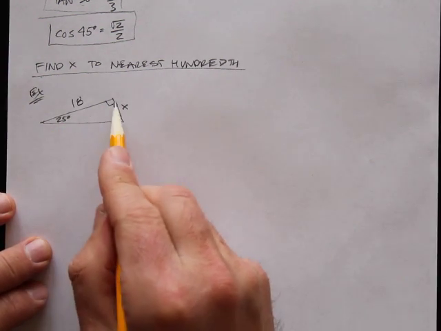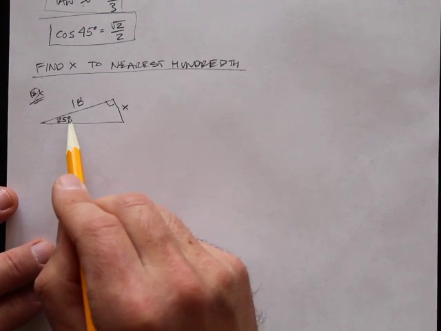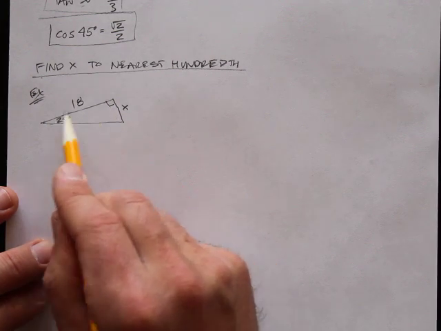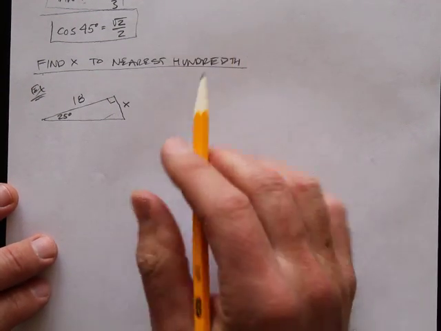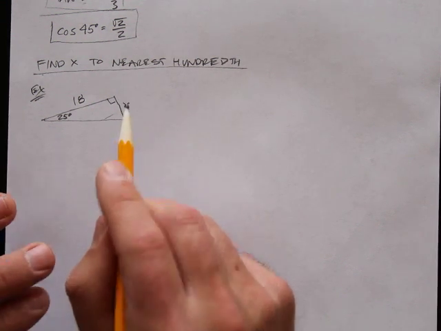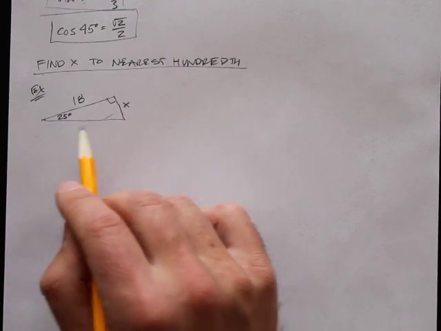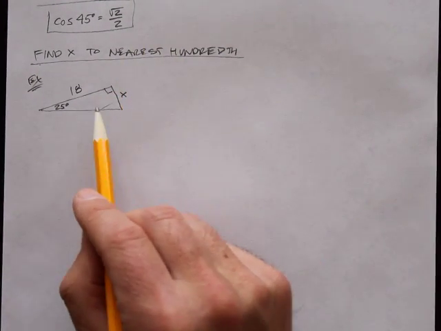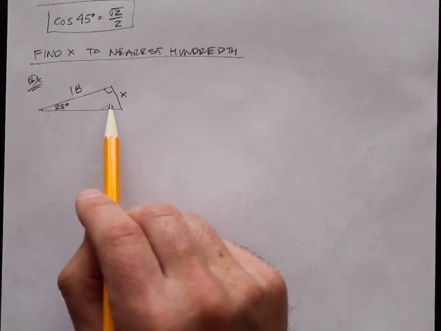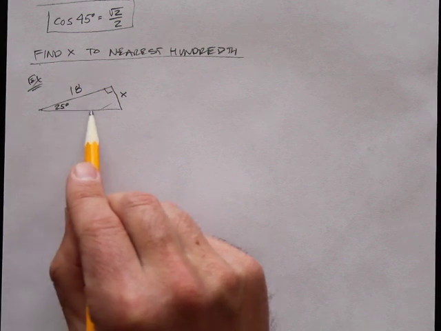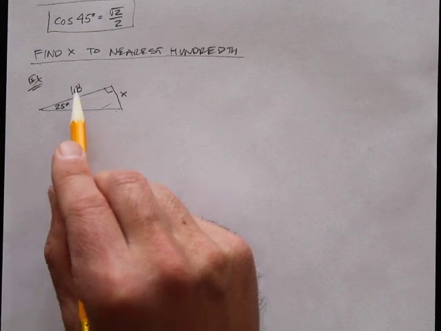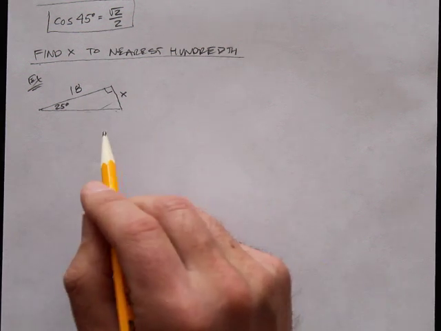Now, notice this is not a special triangle. It's not a 30, 60, 90 or a 45, 45, 90. This is just a regular triangle. Now, I want to know what is x. Okay, so we're looking at this. I don't know how to find x, right? I can't do the Pythagorean theorem because I don't know what the hypotenuse is. Remember, this is the hypotenuse over here. So if I knew what the hypotenuse was, then I could use the Pythagorean theorem, but I don't know what the hypotenuse is.